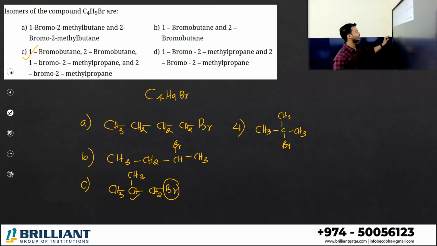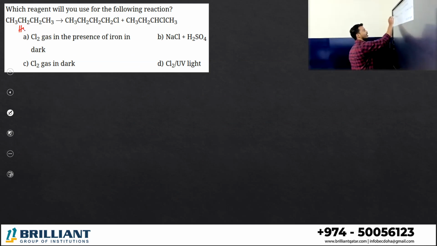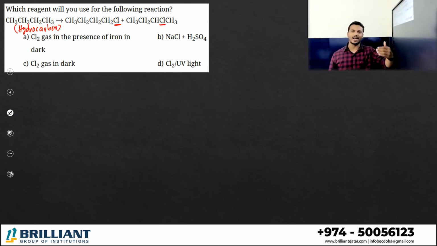Okay, let's go to the next question. Very simple question. Which reagent will be used for the following conversion? What is the reaction, dear student? Very simple. You know, it is a pure hydrocarbon, right? Butane. Butane is converted to what? 1 chlorobutane, 2 chlorobutane. How is the addition of chlorine to a hydrocarbon called? A hydrocarbon reacting with chlorine in presence of light or heat. That is called a substitution reaction, right?